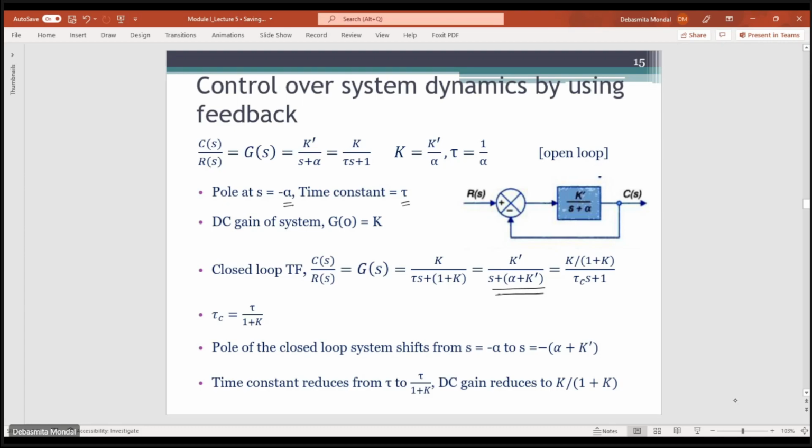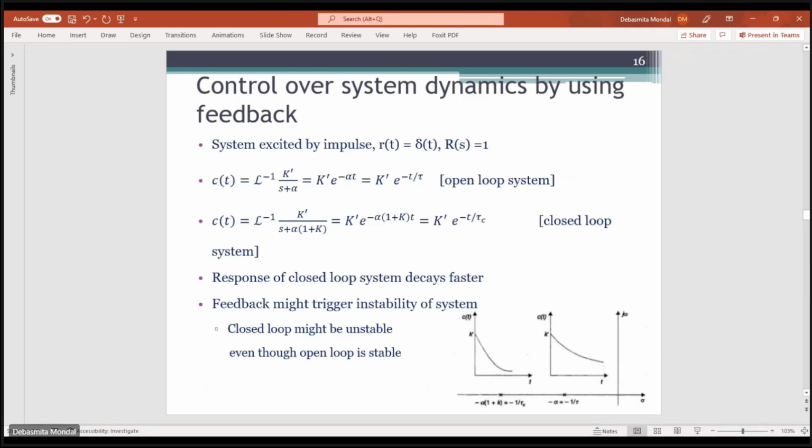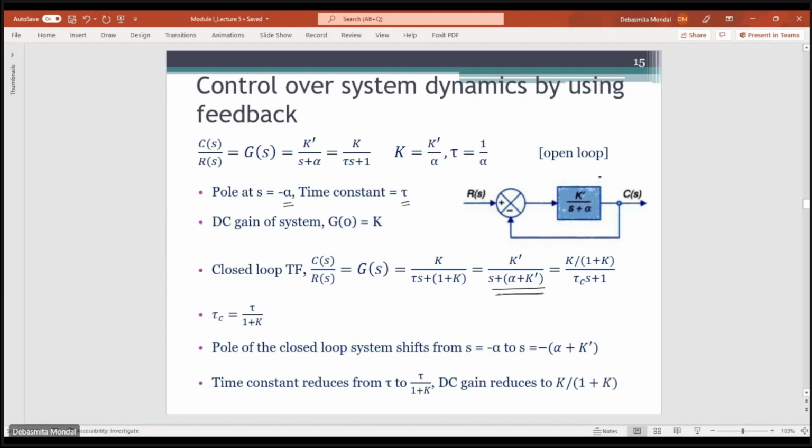Similarly, the DC gain for the open loop system was K, and for the closed loop system it is K by 1 plus K, so the DC gain also reduces. So these are the three changes: the pole position changes, the time constant gets reduced, and the DC gain also gets reduced. We will talk about the implication of this change in pole position and time constant on the system dynamics or the response time in the next class, because it's already time and you might have another class after this.